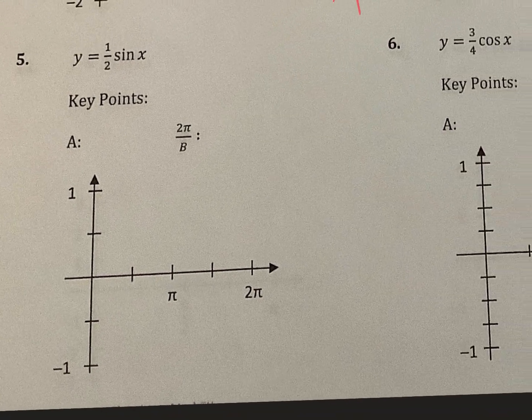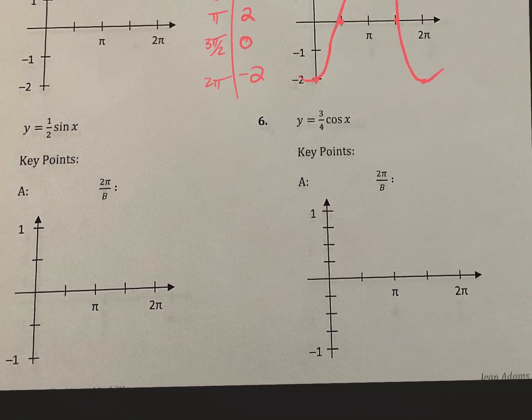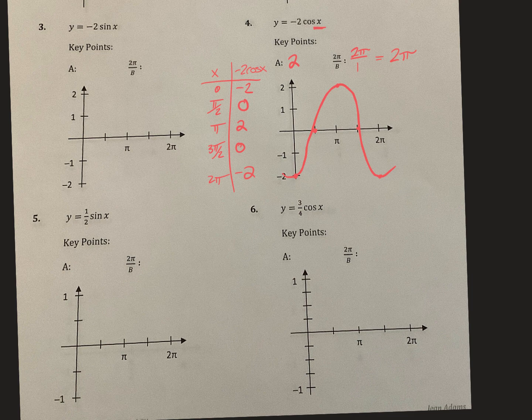Promise. Will it always be 2 pi? If there is nothing multiplied by x, then yes, it will always be 2 pi. Okay, wait, what was your question, Isabella? The 2 pi thing. Like the period being 2 pi? Yeah, so all of these, there's nothing multiplied by x, so that's not going to change the period.